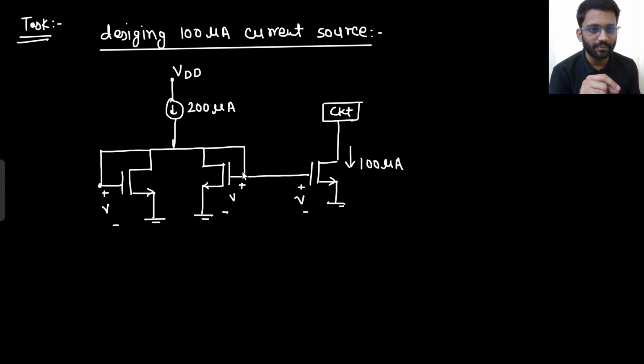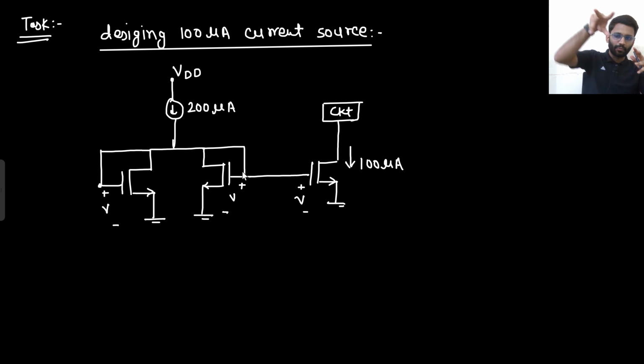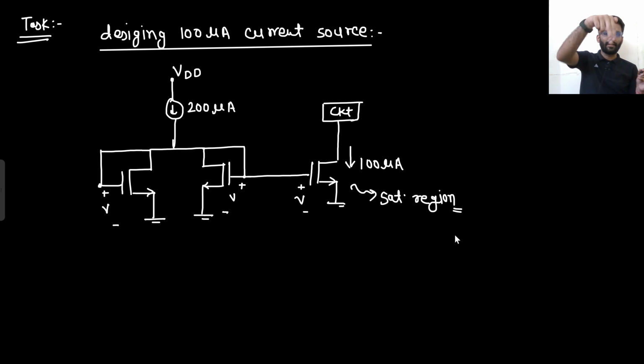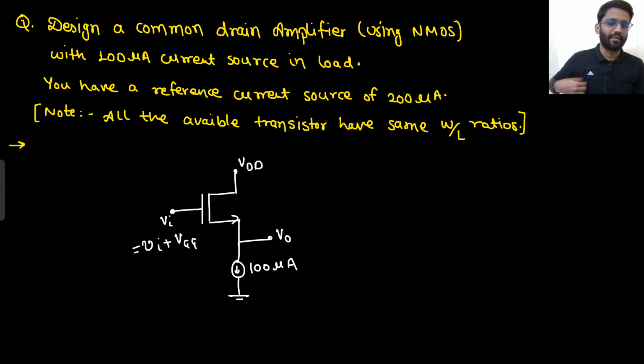So both have the same VGS, the same W by L, the same VT, everything is the same. That means both will have the same current. So 200 microampere current will be divided into two parts, 100 microampere and 100 microampere. Are you getting this point? Because of this 100 microampere current, some voltage V is developed. The same voltage is fed to the other transistor. Now I am making sure, by the supply, that this transistor is working in saturation region. So that is having 100 microampere current, which is acting as a load for a common drain amplifier.